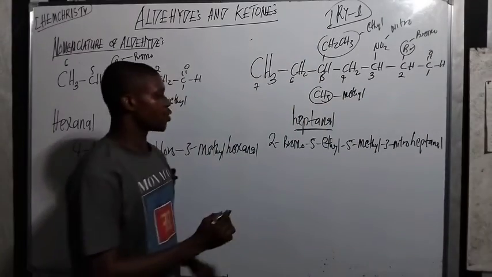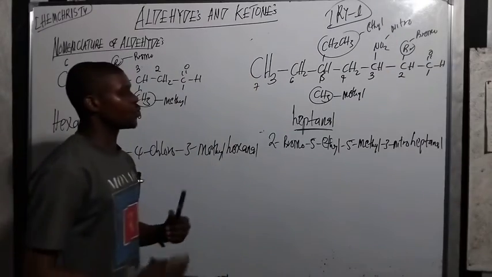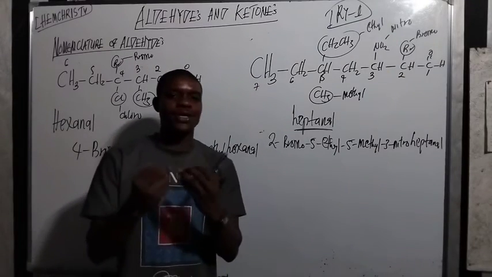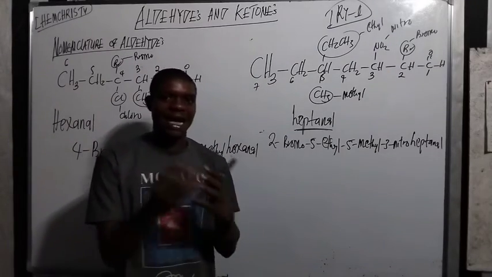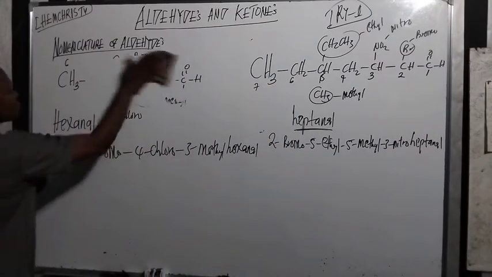So that is the name of this compound here. Yes, you can see how it is. Now let's look at the next one. How do you name an aldehyde that is directly attached to a cyclic compound? For example, here we have this one here.